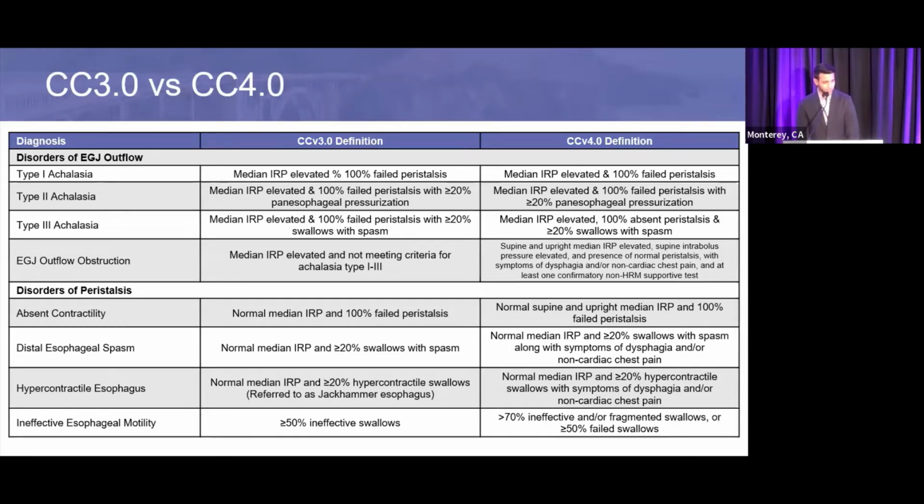With the disorders of peristalsis, similarly, they mostly look the same. I think the main difference is for DES and for hypercontractile esophagus, there needs to be the presence of chest pain or dysphagia as well. And then with the ineffective esophageal motility, the definitions changed a little bit more, where there's now 70% ineffective swallows or greater than 50% failed swallows.